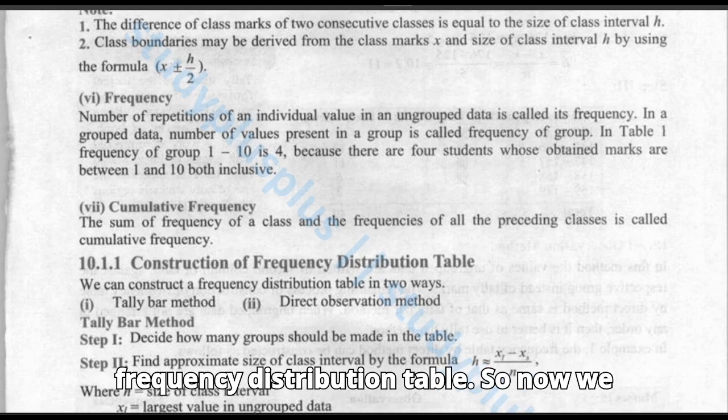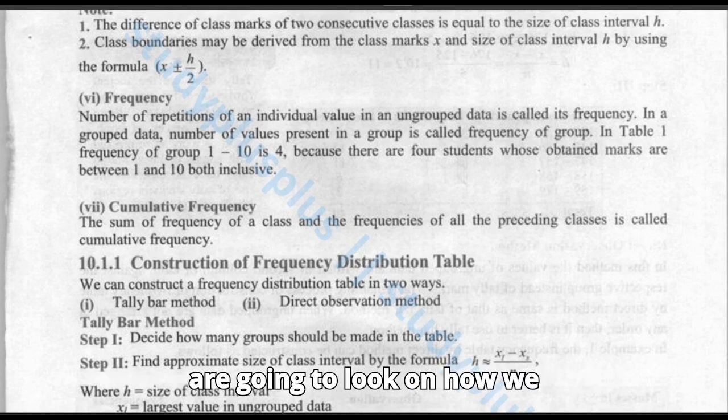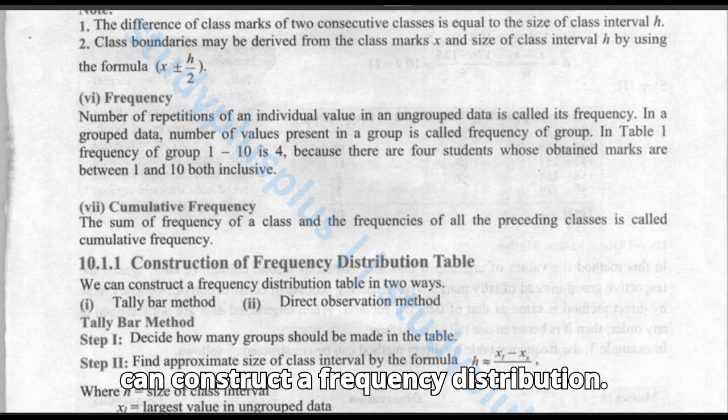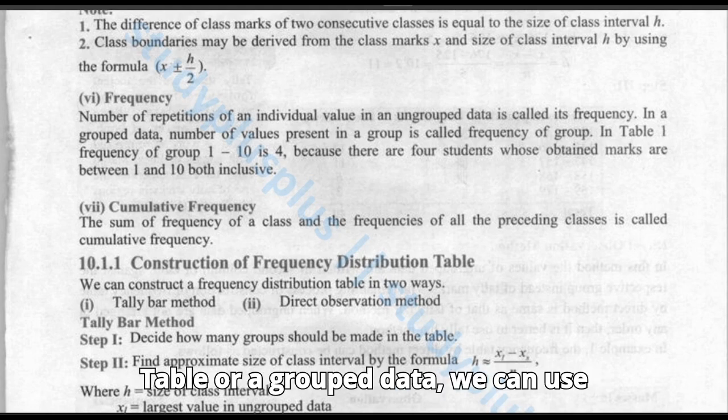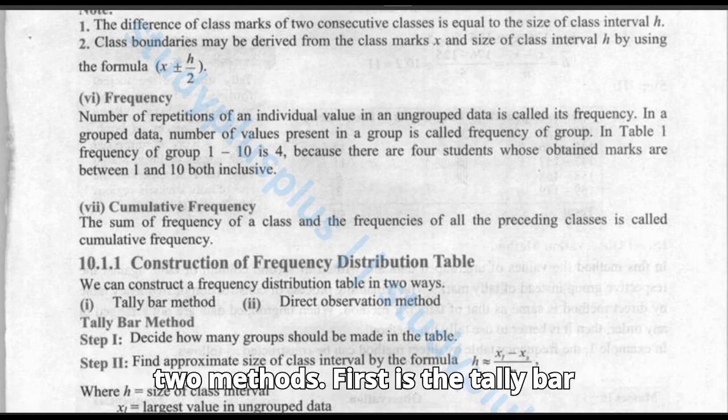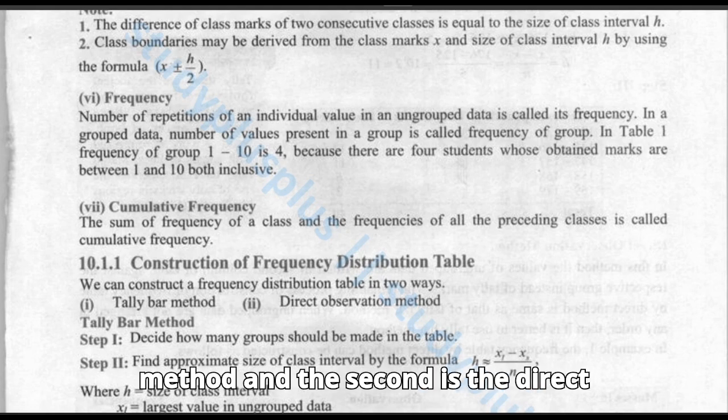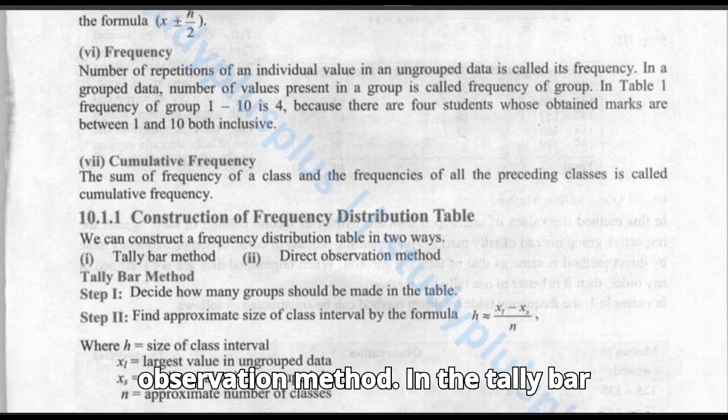The construction of a frequency distribution table. So now we are going to look at how we can construct a frequency distribution table for grouped data. We can use two methods. First is the tally bar method and the second is the direct observation method.